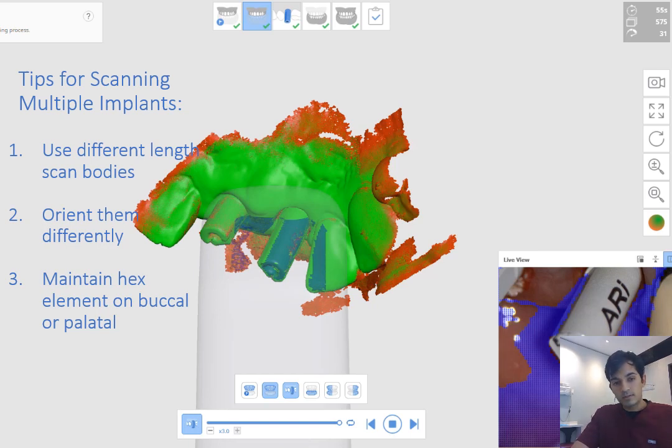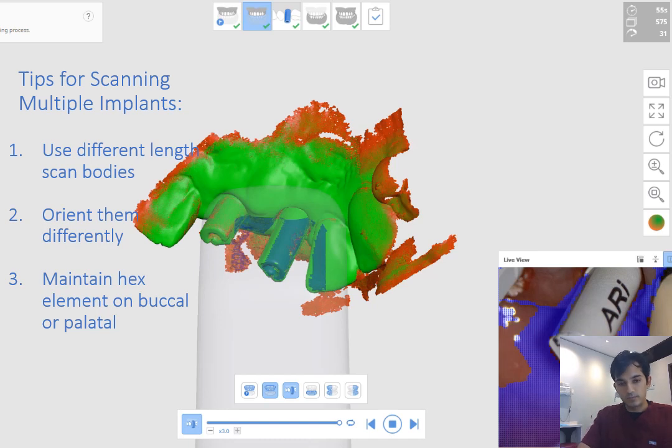The next point is orient them differently. So you're not just using different lengths of scan abutments, you're also placing them with their hex position in two different areas. So as your scanner passes over them, again, it's created an extra bit of contrast between the two, and it makes it that much easier to scan.